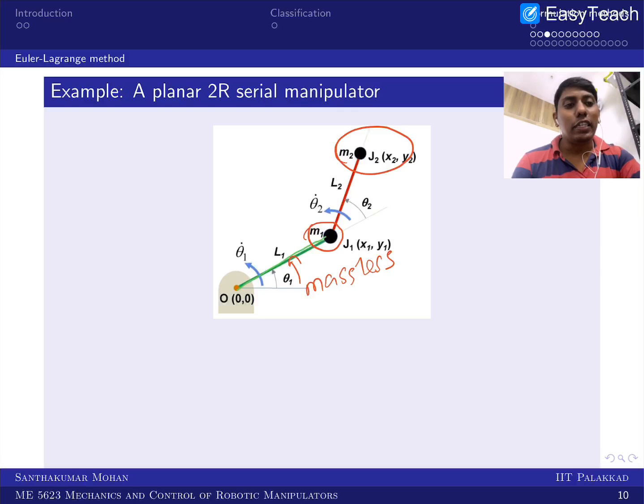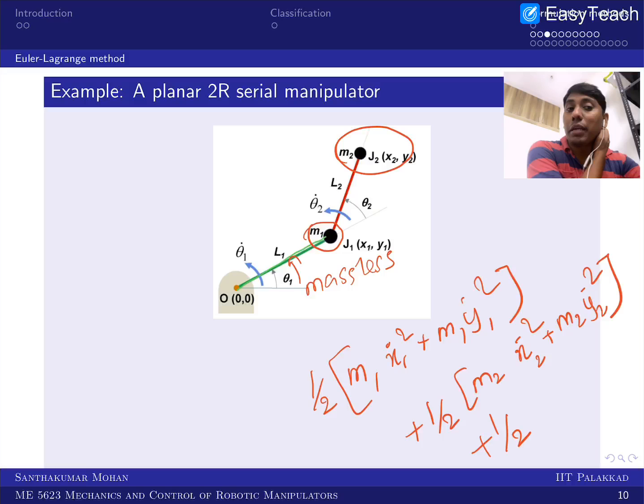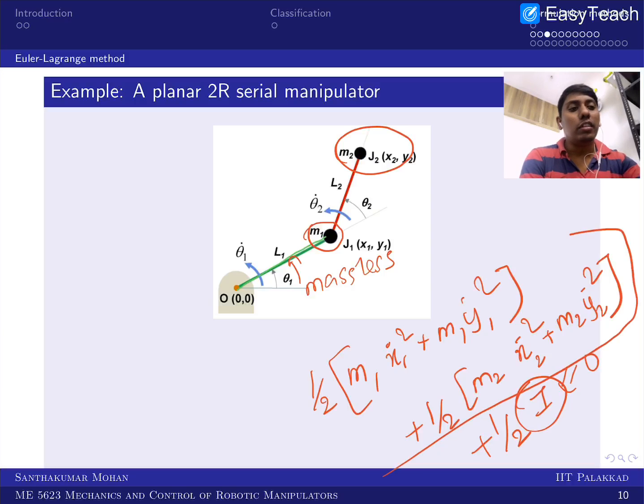So now if I write the kinetic energy, what would it be? For the first mass, it is m1 x1 dot squared plus m1 y1 dot squared. Then the second mass is m2 x2 dot squared plus m2 y2 dot squared, right? So the translational kinetic energy is done. Now the rotational kinetic energy: here you can see there is no rotational kinetic energy coming straight away, because we assume a massless rod, so this I would become 0. So this is the total kinetic energy.